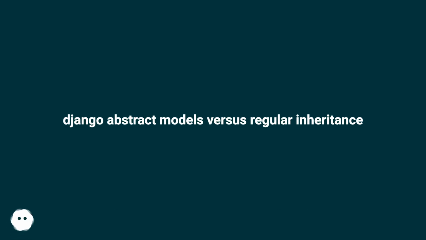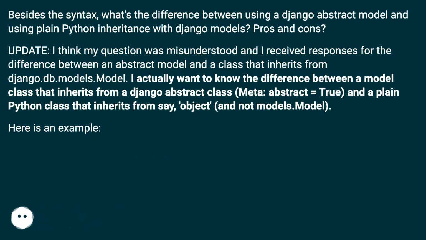Django abstract models versus regular inheritance. Besides the syntax, what's the difference between using a Django abstract model and using plain Python inheritance with Django models? Pros and cons? Update. I think my question was misunderstood and I received responses for the difference between an abstract model and a class that inherits from django.db.models.Model.